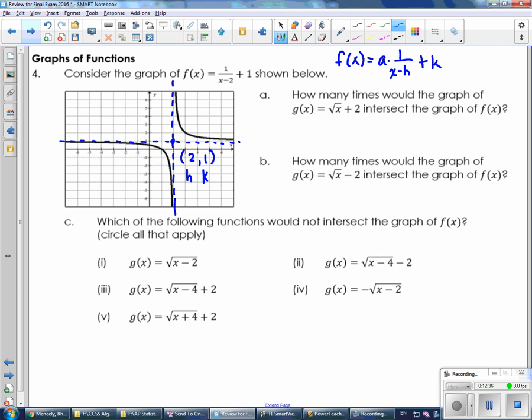So in letter A, it says, how many times would the graph of g of x, which is equivalent to the square root of x plus 2, intersect the graph of f of x? Well, I've got to think about what g of x looks like. If I'm dealing with a square root function, if you remember, y equals the square root of x is simply half a parabola on its side. So if I'm adding 2 to the square root of x, because that's a k value, I would shift the graph up 2 units. So instead of having the critical value at the origin, I'm going to shift it up so it has a y-intercept of 2. And think about graphing. How many times is it going to cross f of x? Well, it just crosses it 1 time.